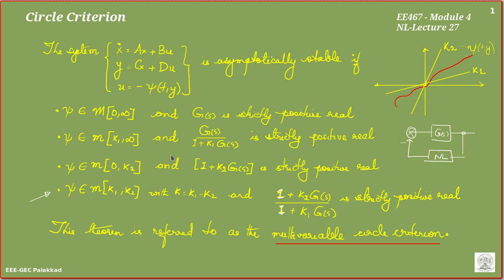Using the graphical representation, we can directly use G(s), instead of converting it into this transfer function. We can directly use the Nyquist plot of G(s) to check the stability of the whole closed loop system. We will see that.